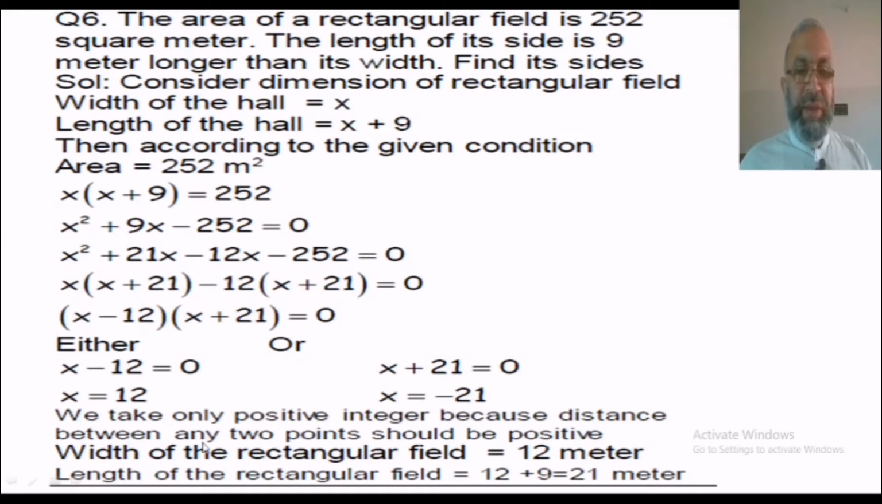So the width of the rectangular field, x, is equal to 12 meter, we take the positive value. And the length of the rectangular field, 12 plus 9, is equal to 21 meter. So we can check our result, length and width, that is 12 and 21. 12 multiplied by 21 we get 252 meter square, which is the area of the rectangular field given in the question.